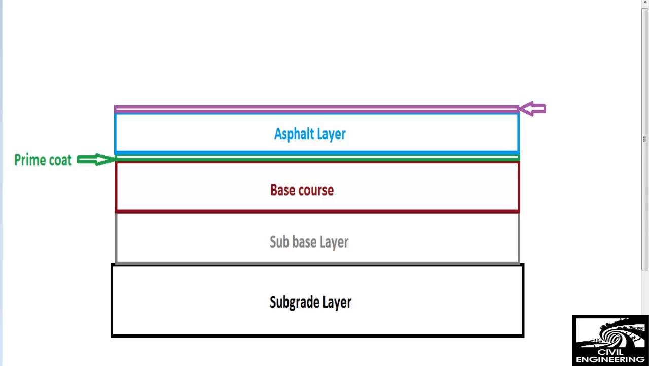And above this layer, what I have drawn is the tack coat. Its purpose is the same as the prime coat. We place this above this layer to prevent the penetration of water into this layer.